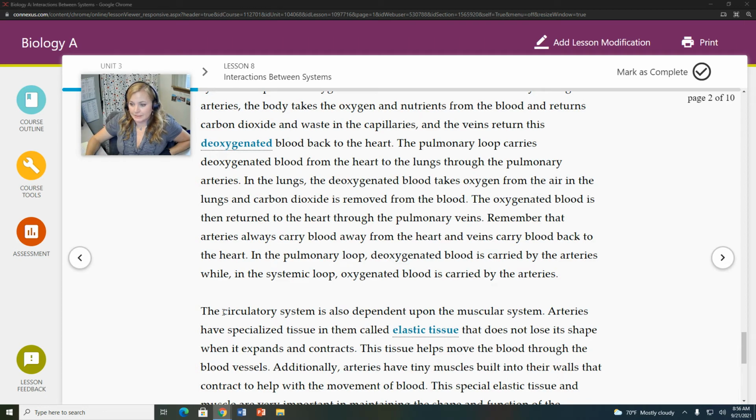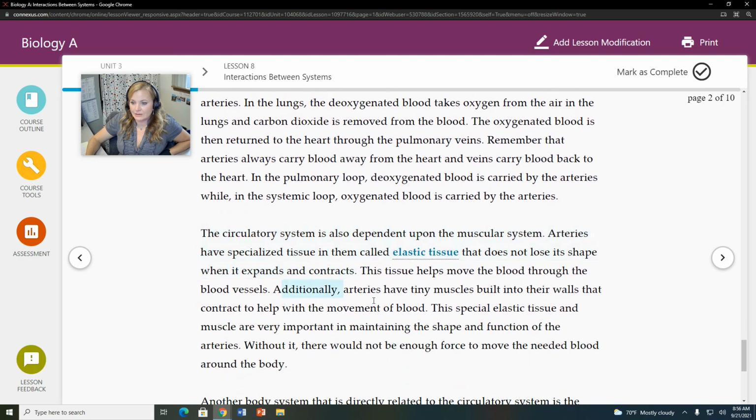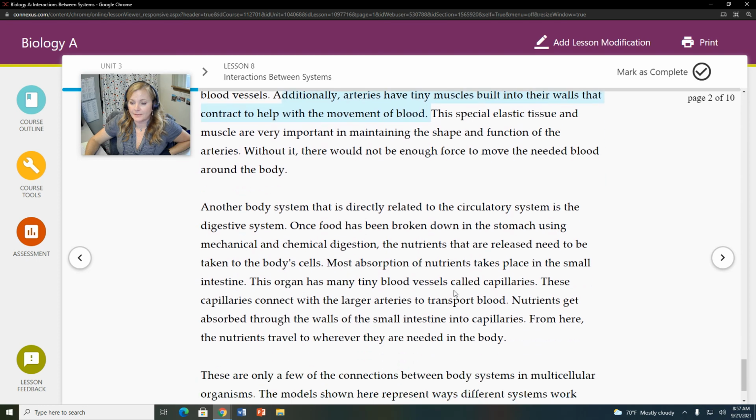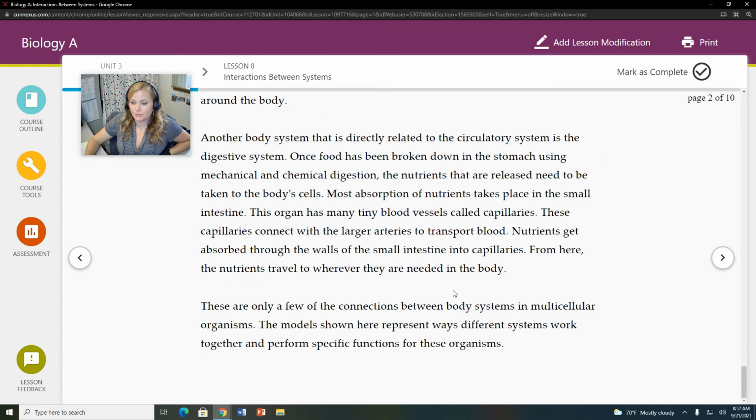It's also dependent upon the muscular system. Arteries have specialized tissue in them called elastic tissue that does not lose its shape when it expands and contracts. They also have tiny little muscles built into their walls that help with the movement of blood. They actually do a special type of muscle contraction called peristalsis, which helps to have the blood kind of get pushed through the vessels, as well as the heart providing that kind of energy source to push the blood through the vessels.